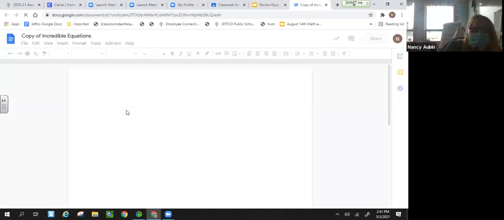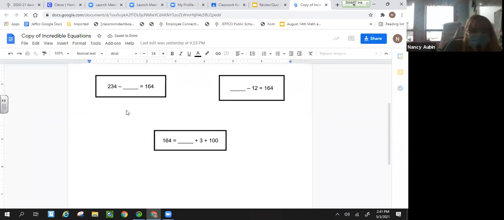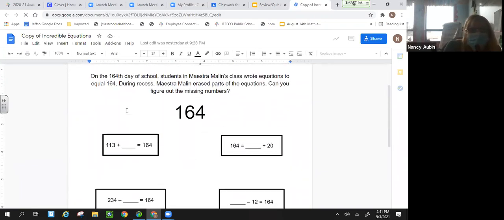Let's see if this is going to work. Yeah, I think it will. All right, so on the 164th day of school, students in Maestra Malin's class wrote equations to equal 164. During recess, Maestra Malin erased, can I have your attention? Erased parts of the equations. That would be frustrating. Can you figure out the missing numbers?